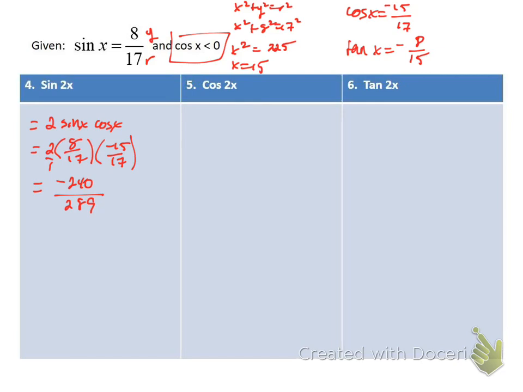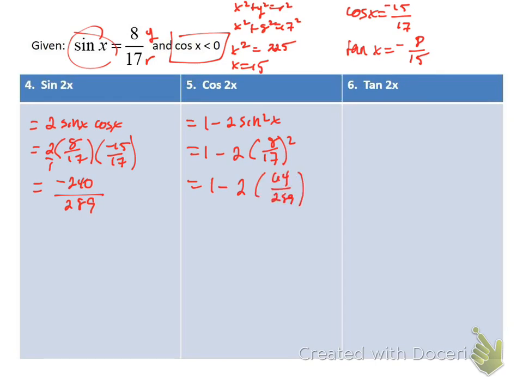Okay? Cosine, again, you've got 3 formulas, any of which would work. We were given sine, so I want to use the sine formula, the one that has the sine in it, just in case I screwed up the cosine part. Plus, this gives me an opportunity to just do a different formula. So 1 minus 2 times 8 over 17 squared, right? So 1 minus 2 times 64 over 289. Multiply the 2 into the numerator, you get 128 over 289.